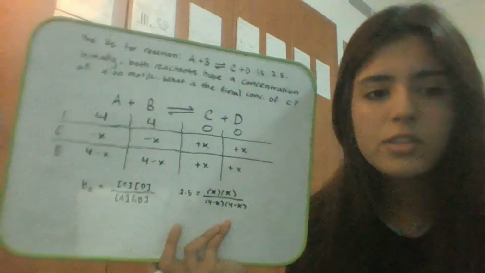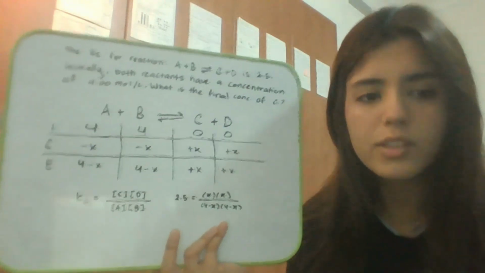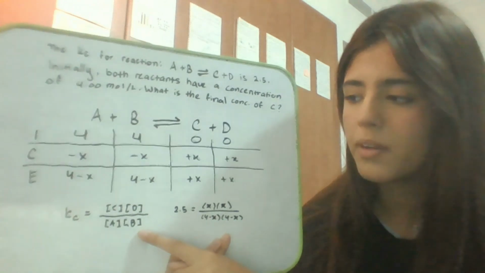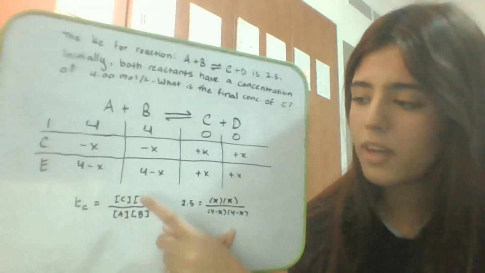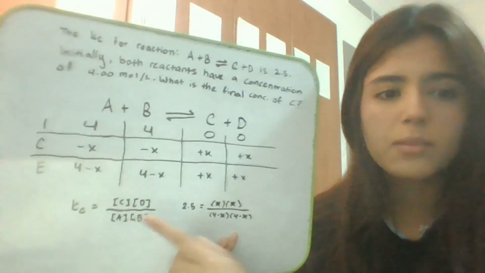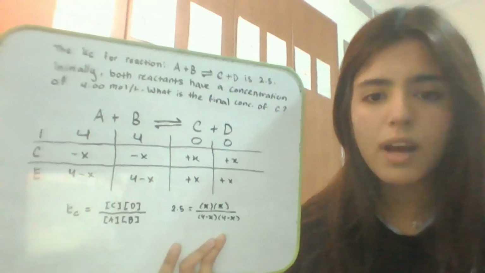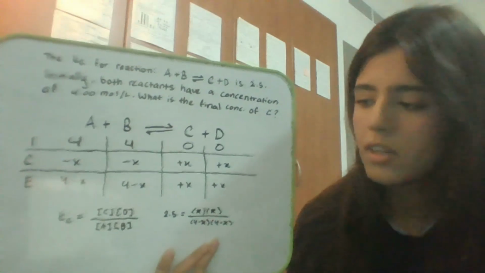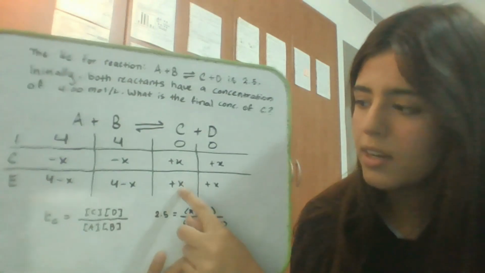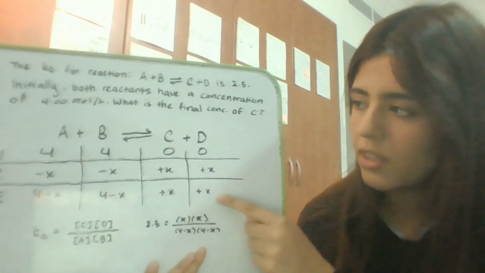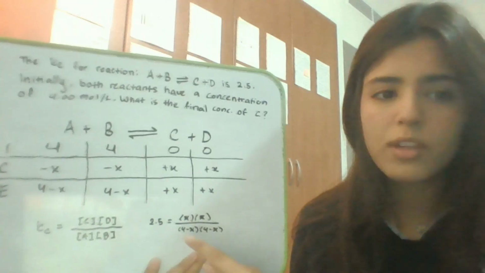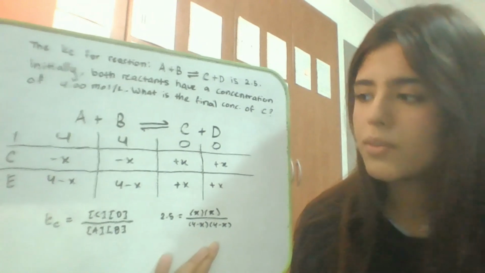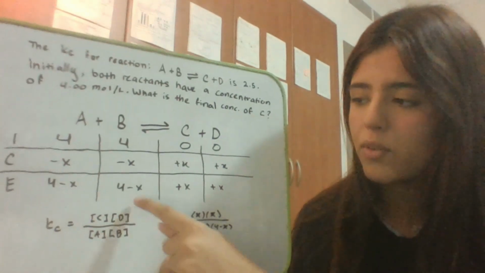Okay guys, so I just mentioned that the Kc expression is just a ratio of the products over the reactants, and this has to be at equilibrium. So the equilibrium concentration of C times D over the equilibrium concentration of A times B. Okay, and we don't have those values, so we can just substitute what we have over here, the x's. So concentration of C at equilibrium is x because we haven't found it yet. Concentration of D at equilibrium is x. So x times x in the numerator divided by the concentration of the reactants. And the concentration of the reactants we found is 4 minus x and then 4 minus x.